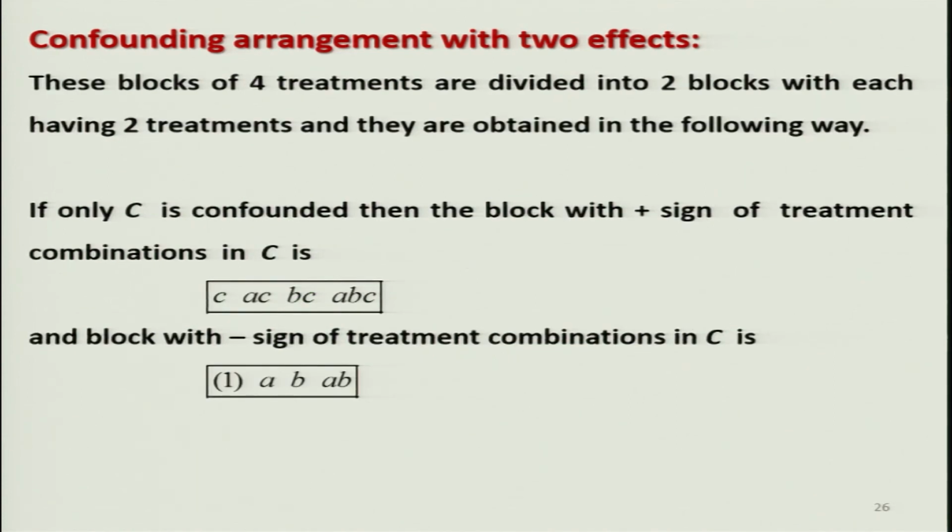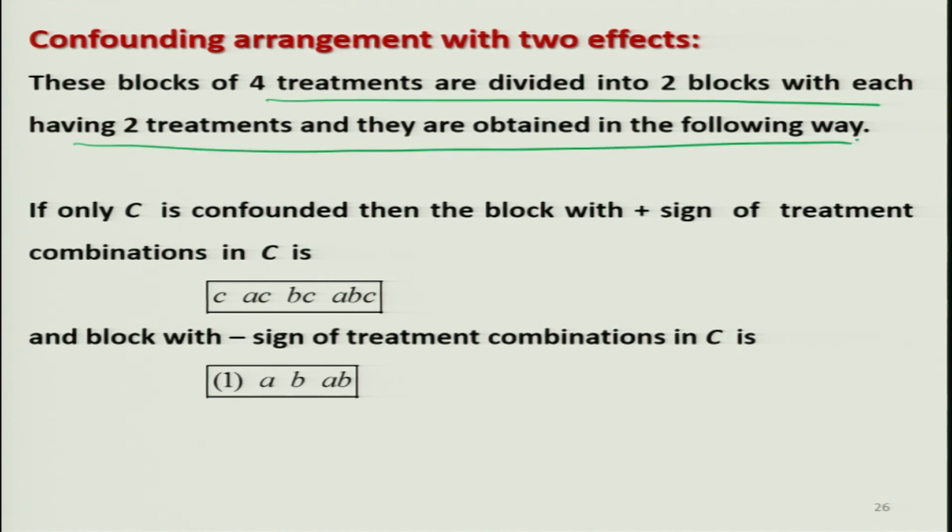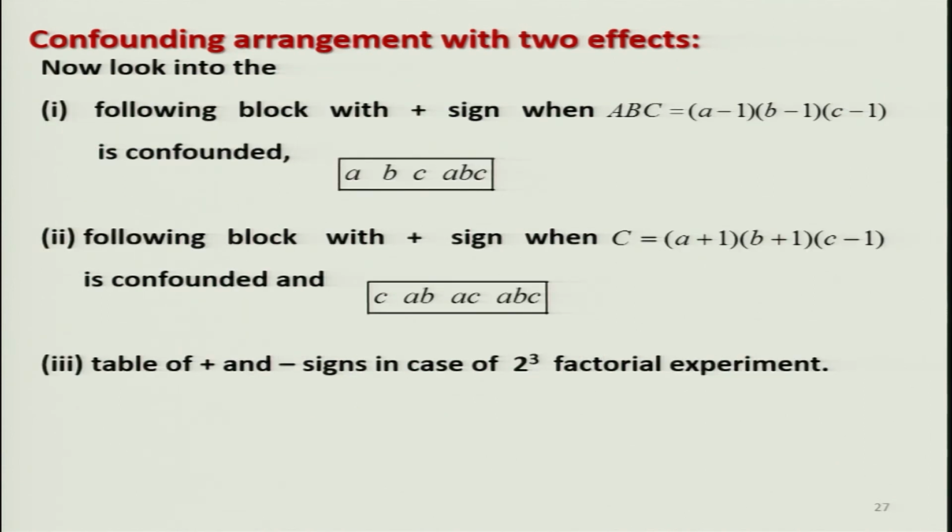Right. So, these 4 treatments are now divided into 2 blocks, each having 2 treatments, and they are obtained in this particular way. Now, I will try to show you. If you look into the row of C and then try to assign all the positive treatment combinations of C in one block and those with the negative signs in another block, you try to see what I told you. I am just trying to illustrate it here.